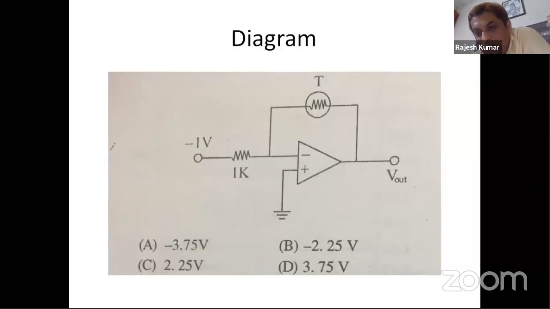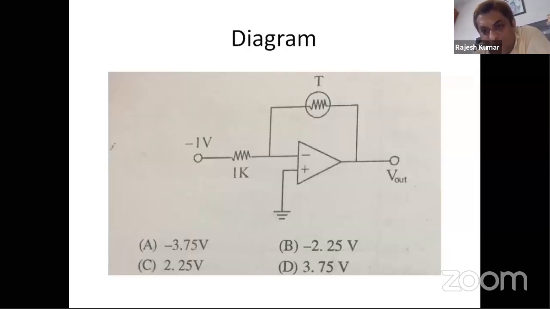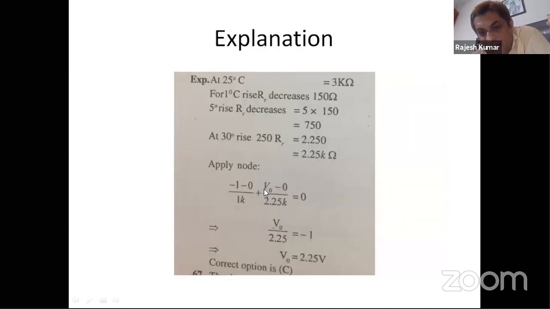You can use two methods to solve this question. Either you can use the method of a virtual ground, or you can use the straightaway formula, V out equal to minus RF over RI into VI. You can use either method, and the answer will be the same. Applying at node A, which is a virtual ground point, minus 1 volt minus 0 over 1 kilo ohm is equal to 0 minus output, divided by V naught minus 0 over 2.25 kilo ohms.